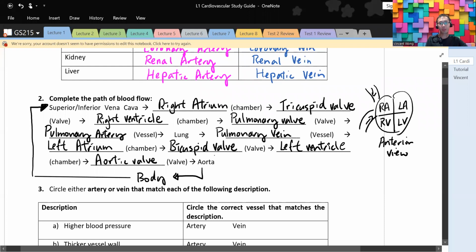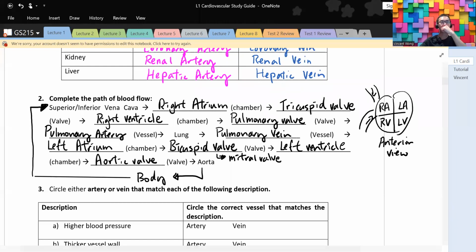Okay. So actually, you know what? I'm just going to put the other name here in case you come across it. Mitral valve. Does anybody have any questions so far related to the flow here?